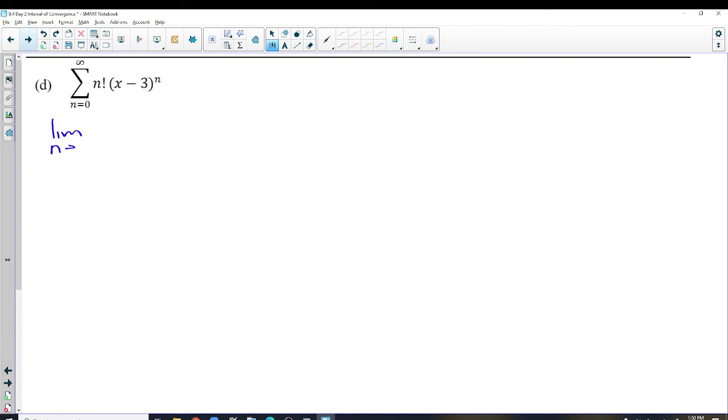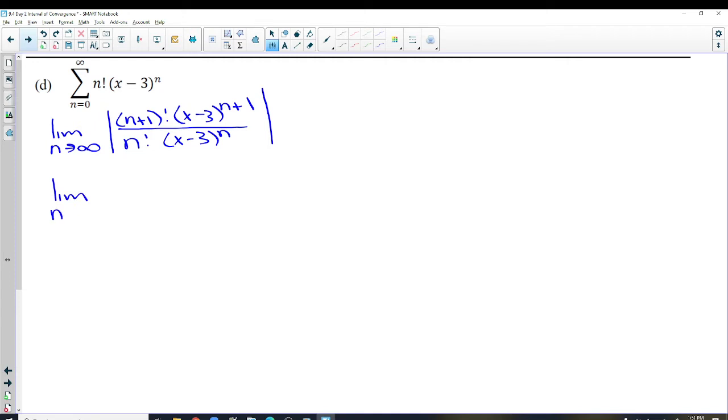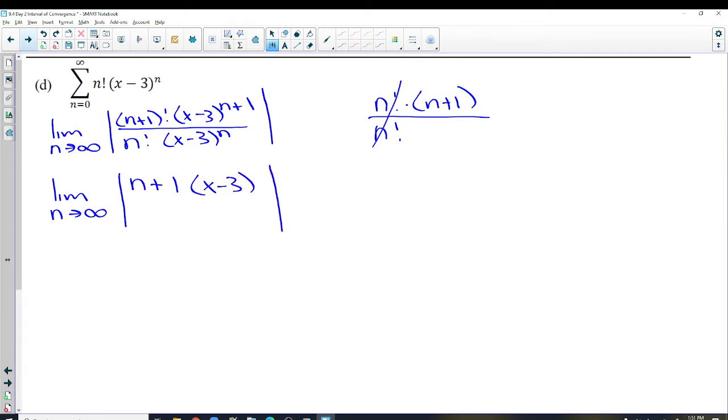We have the limit as n approaches infinity, absolute value of n plus 1 factorial, x minus 3 to the n plus 1, over n factorial, x minus 3 to the n. So that's a sub n plus 1 over a sub n, and we didn't have a fraction, so we're not multiplying by the reciprocal. I can make the top n factorial times n plus 1, and that's n plus 1 factorial over n factorial. Those cancel out, and you're left with n plus 1. And then there's an extra x minus 3. So everything in the denominator goes away. It cancels.